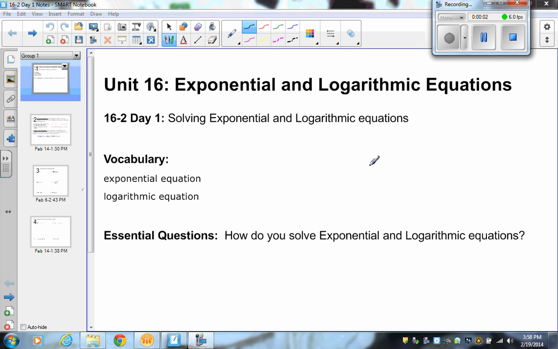This is the video for accelerated geometry on section 16-2. It is divided into 2 days, so day 1 is on solving exponential and logarithmic equations. Your key vocabulary is exponential equation and logarithmic equation. The essential question is, how do you solve exponential and logarithmic equations?